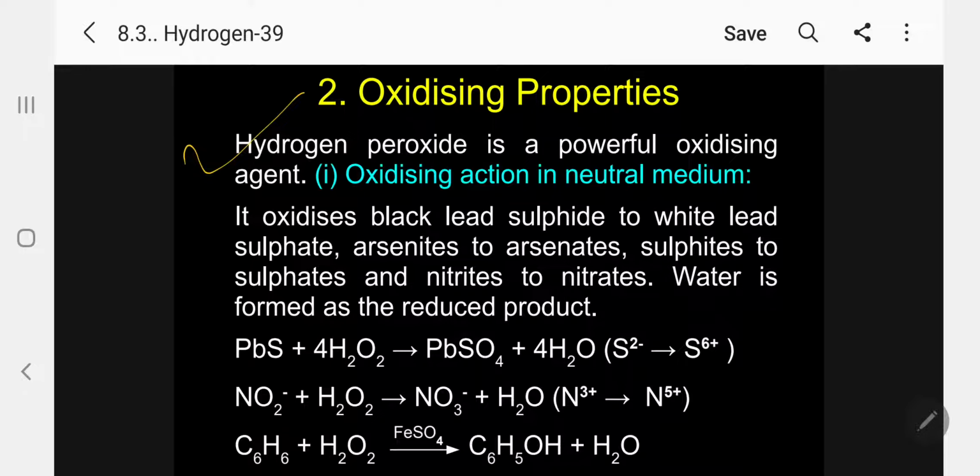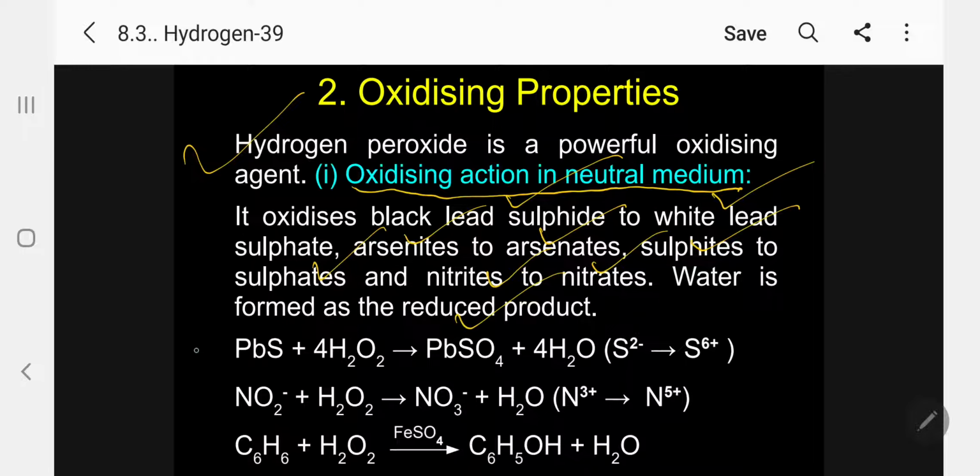So it is acting as an agent in different media. It will act as an oxidizing agent in neutral medium. Let me discuss some reactions. It oxidizes black lead sulfide to white lead sulfate, arsenite to arsenate, sulfite to sulfate, and nitrite to nitrate. Kindly follow. In neutral media, water is formed as a reduced product.